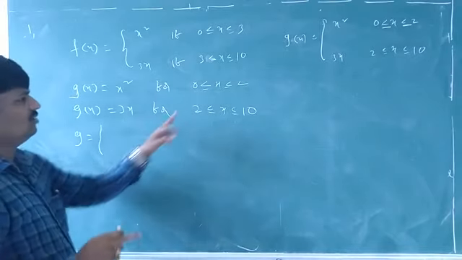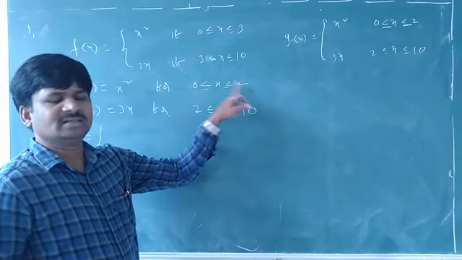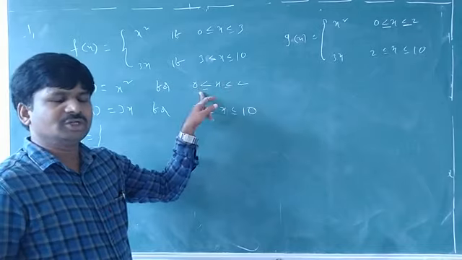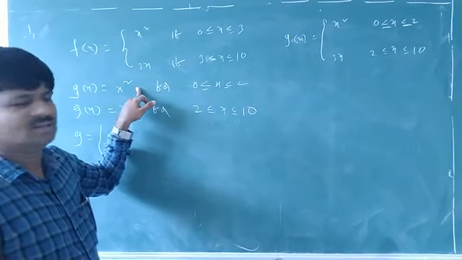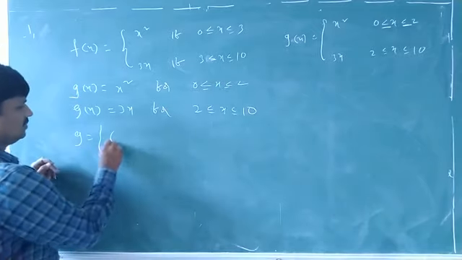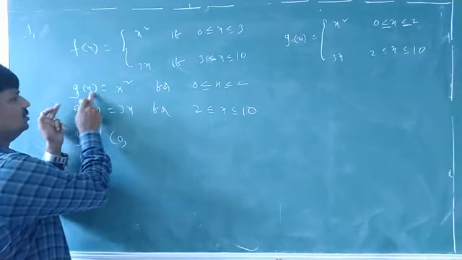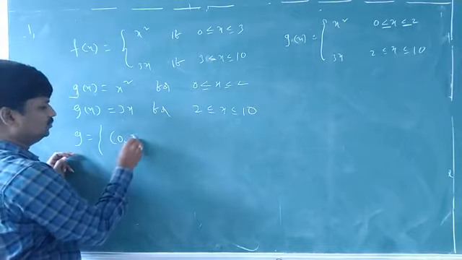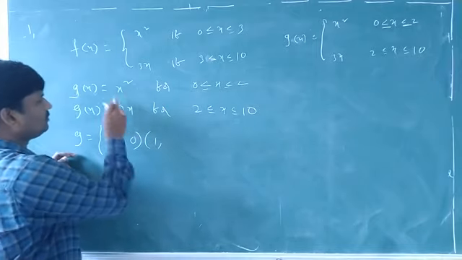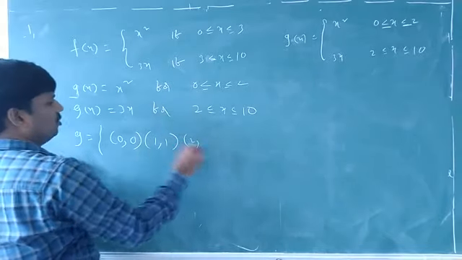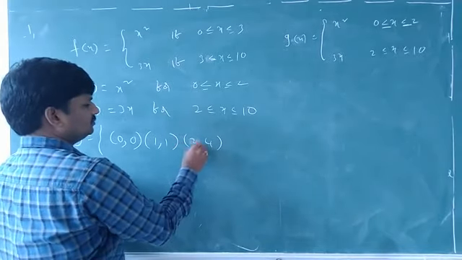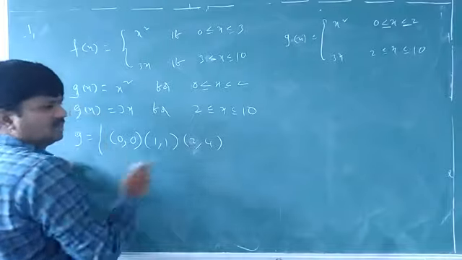Find the function g here. First take elements between 0 to 2, including 0 and 2. If you take 0 and 2, what will we get here? g of x equal to x square. First take x value 0. g of 0, 0 square, 0. Take 1. g of 1, 1 square, 1. Take 2, 4. Over. Next, the second function.